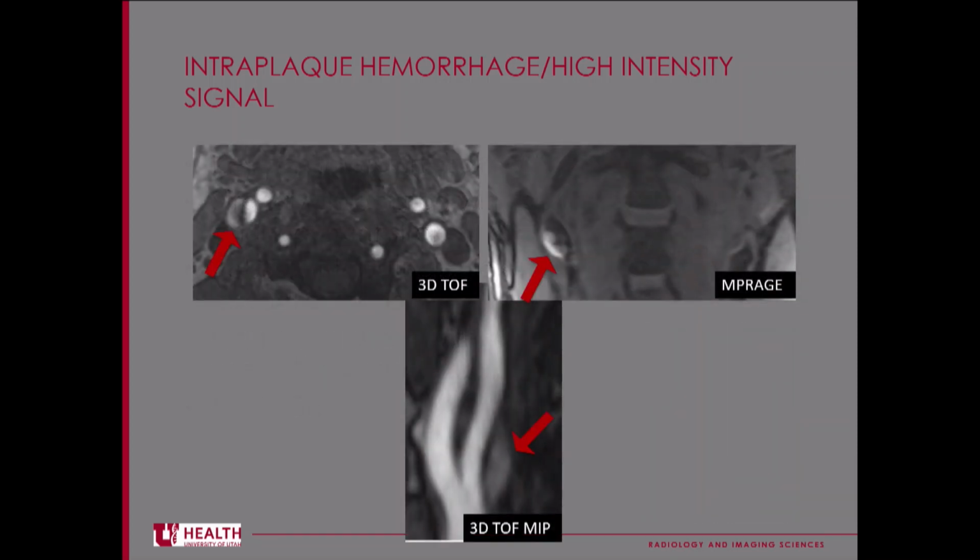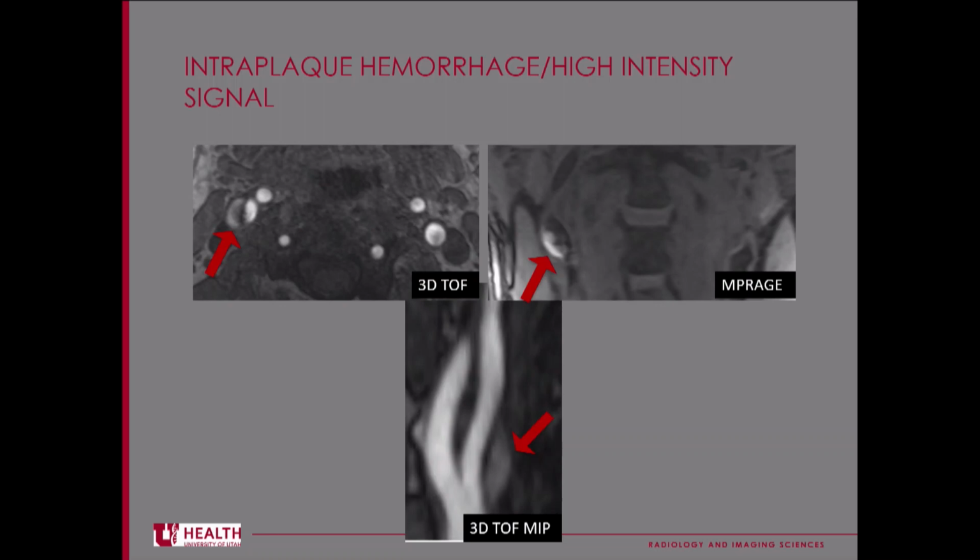So the beauty of intraplaque hemorrhage, or this high intensity signal, is it can be seen on a lot of different images, even a standard 3T time of flight. So if you don't want to spend the extra time to do an MP-RAGE because the neurologists really want to get the patient to thrombectomy or to the floor to admit them, you can still see it on a 3D time of flight.